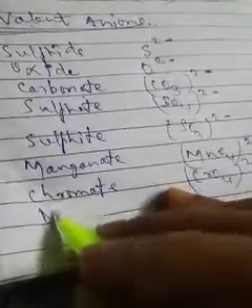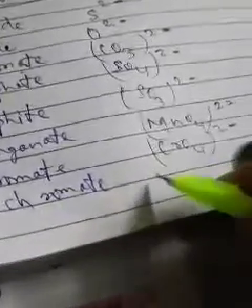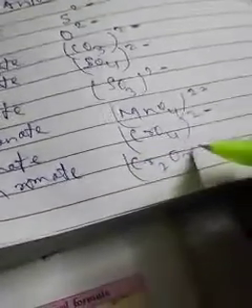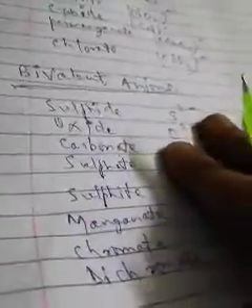Chromate, CrO4, valency 2. Dichromate, Cr2O7, valency 2. So these are some of the bivalent anions, and then some of the trivalent anions. When we talk about trivalent, it means valency 3 and charge 3.